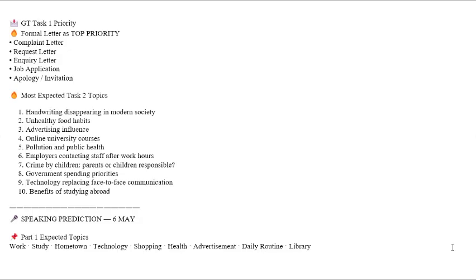In case of speaking prediction, in part one, there can be work, study, or hometown. These are going to be there 99% of the time. Rest ones can be shopping, health, advertisement.